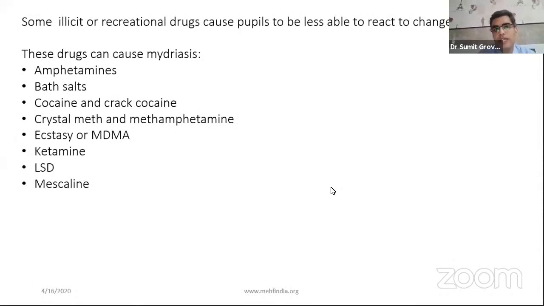Some illicit or recreational drugs. I always wonder why these are called recreational drugs. What do they recreate, I don't know. They cause mydriasis, and the examples are amphetamines, which are stimulants, bath salts, cocaine, crack cocaine, ecstasy, ketamine, which is an anesthetic, LSD and mescaline. Honestly, I don't know the details, I just want to know the names, and I believe that you also don't. I'm happy if you don't know the names of these drugs.